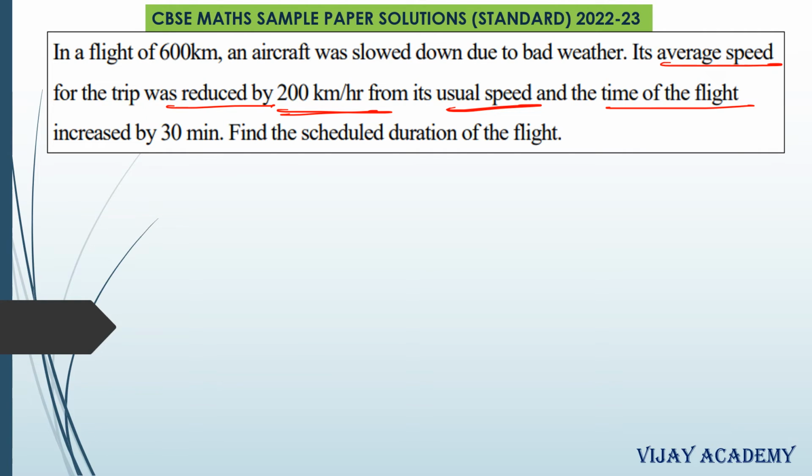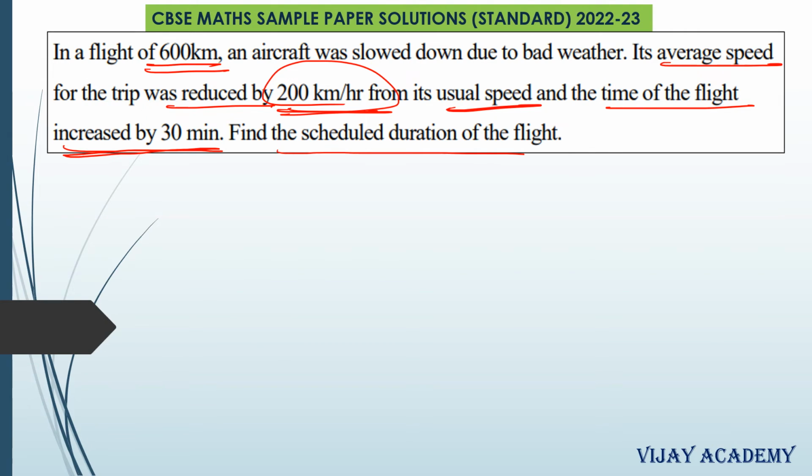And the time of the flight increased by 30 minutes. So the time taken is increased by 30 minutes and the speed is reduced by 200 km per hour. Find the scheduled duration of the flight. So now the distance is 600 kilometers.